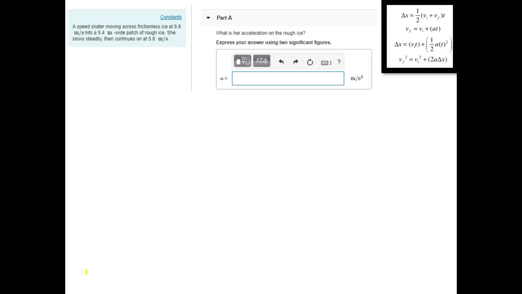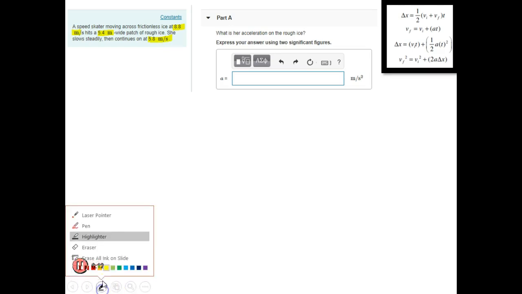So the very first thing you need to do is outline what you know. Well, a speed skater moving across frictionless ice at 8.8 meters per second hits a 5.4 meter wide patch of rough ice. She slowly, steadily, then continues on at 5.8 meters per second. So, think about what all this is giving you.